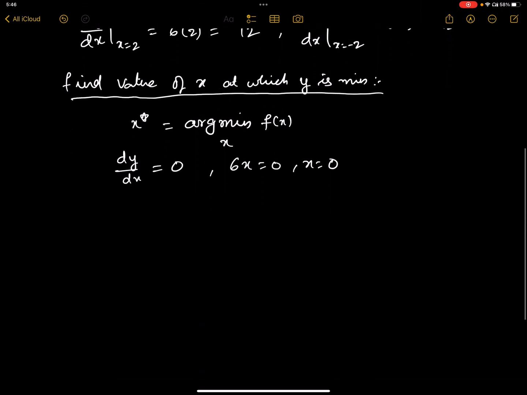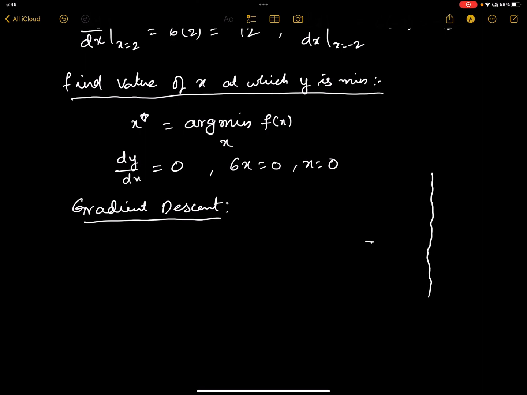There is another method that is called gradient descent, and let's discuss gradient descent now. I'll redraw the curve here again. This is x, this is y, with 0, 1, 2, and say -1, -2.